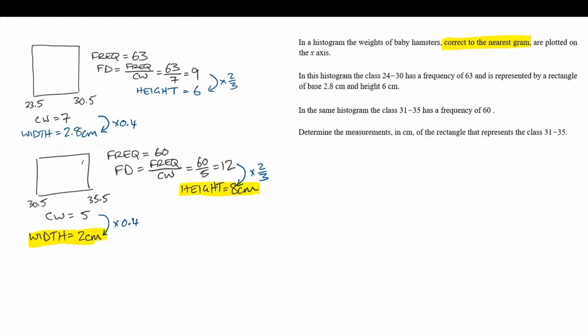Okay, so there we go. Making good use of the scale factors that we found in the early part of the question, we can find the dimensions of any bar that we're given.